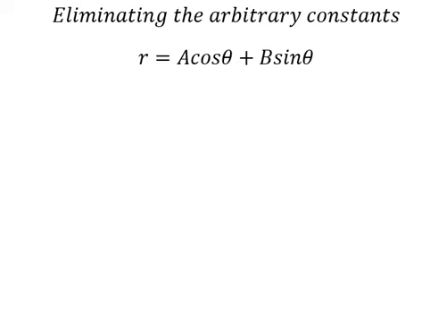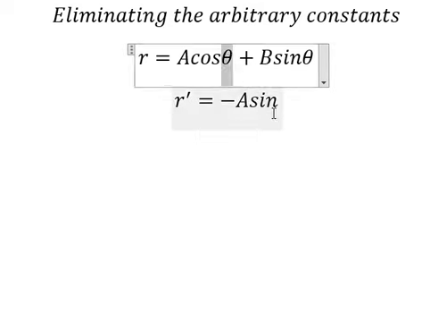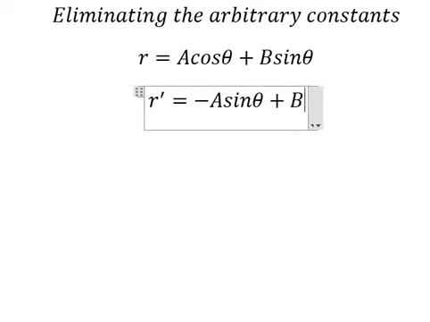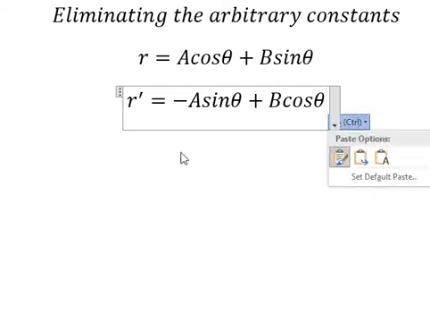The topic today is about how we need to eliminate the arbitrary constants. So now I want to show you how to answer. We need to first take the derivative of r, and we have negative a sine theta plus b cosine theta.